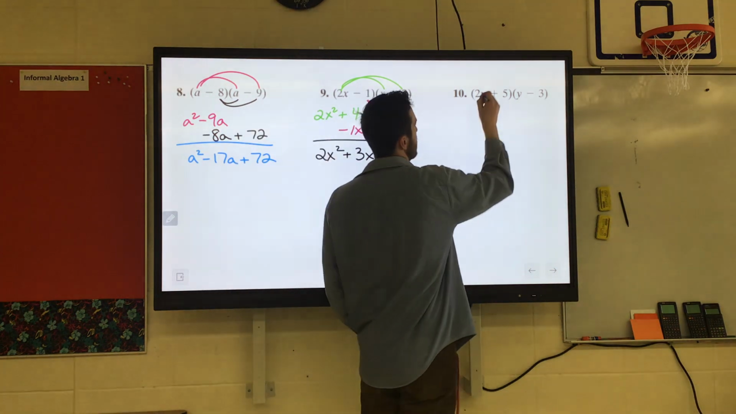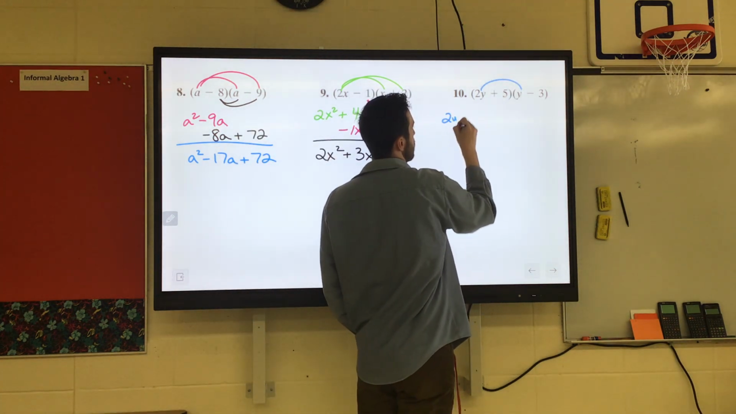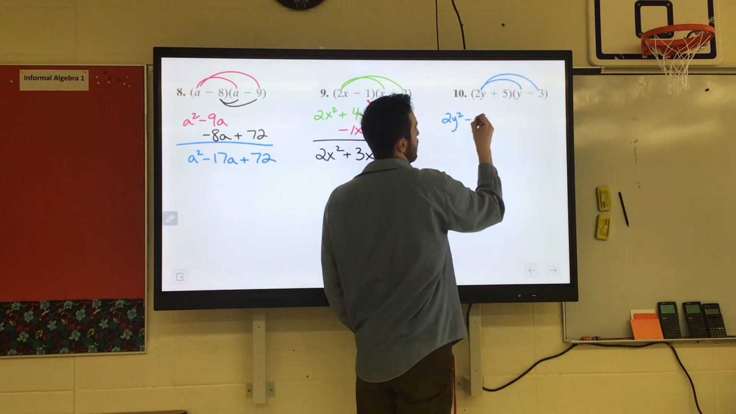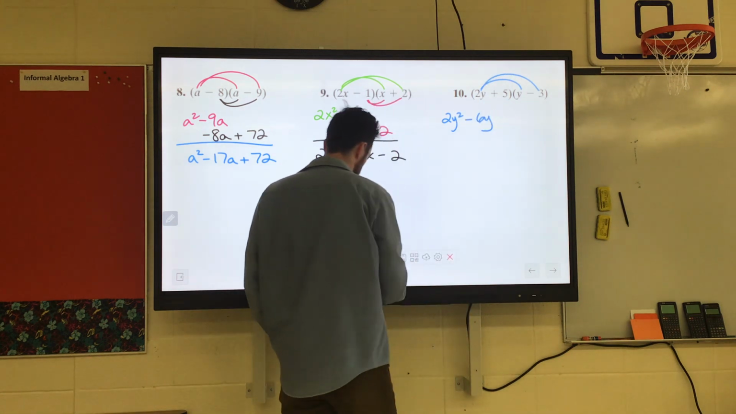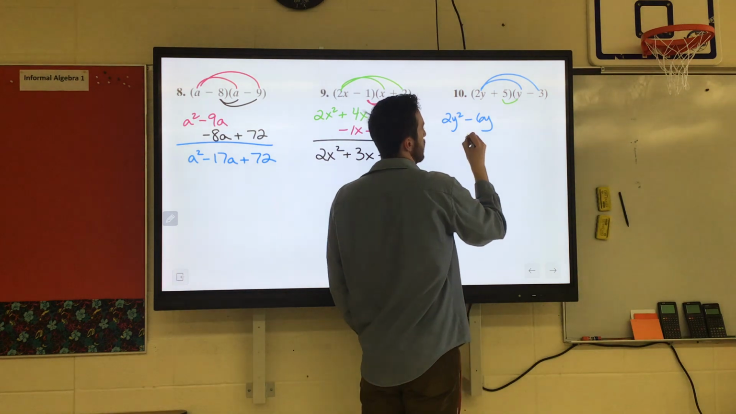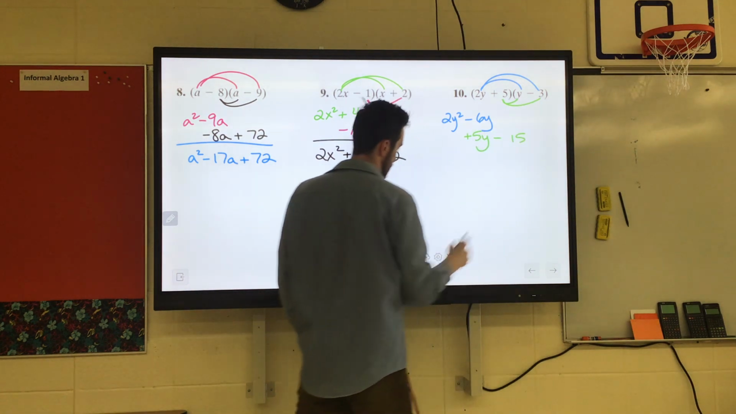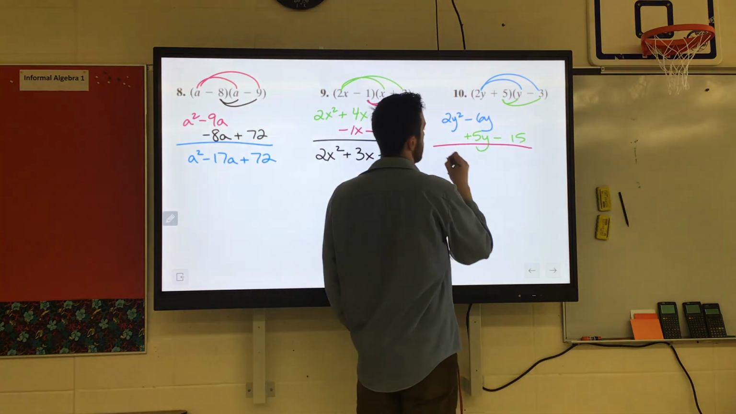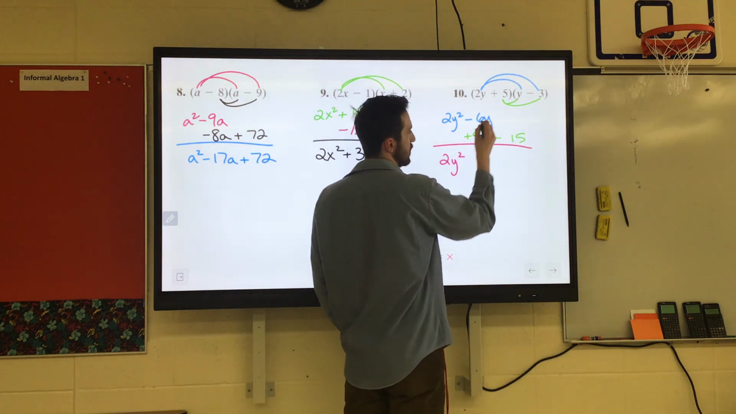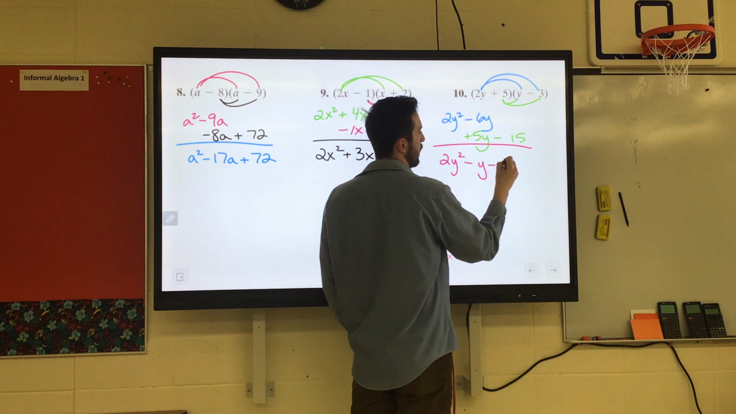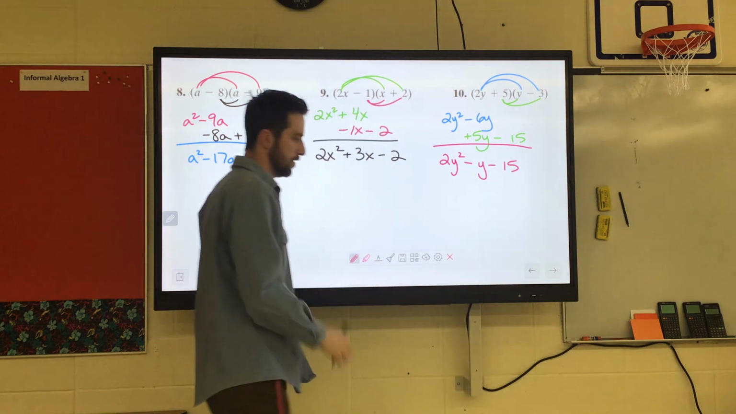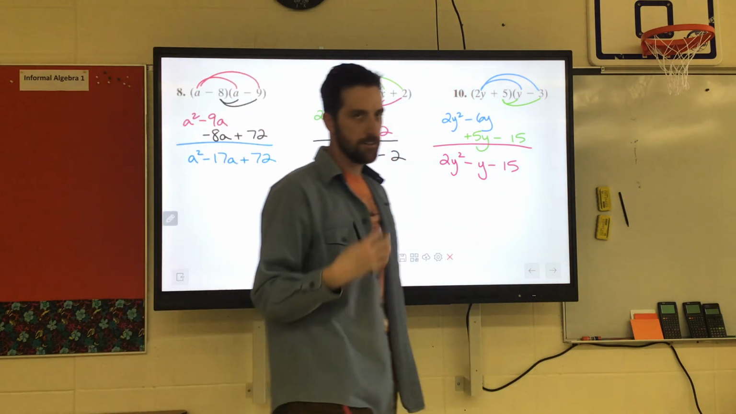And then 2y times y is 2y squared. 2y times negative 3 is negative 6y. We've got 5 times y is 5y, and 5 times negative 3 is negative 15. Negative 6y plus 5y is negative y. There it is. So FOIL, first, outer, inner, last.